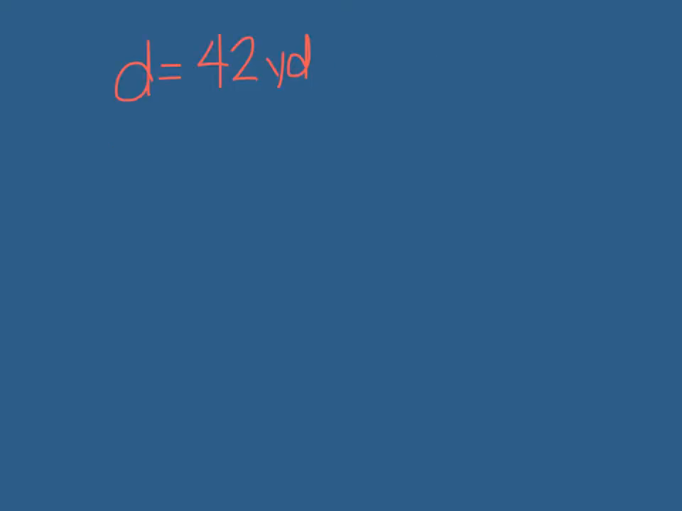Sometimes you'll be given the diameter of a circle and be asked to find the area. So in order to find the radius, remember that's just half of the diameter. So the radius here would equal 21 yards. So then I can plug that into my formula. Well, sometimes instead of using 3.14 for pi, we can also use the fraction for pi. And the fraction is 22 over 7.